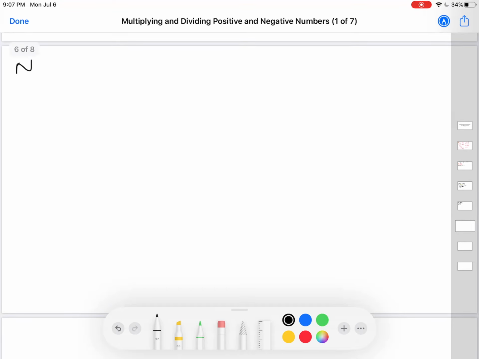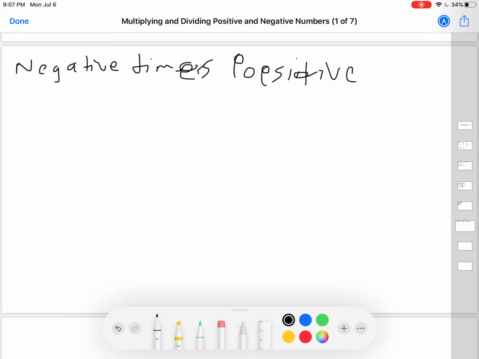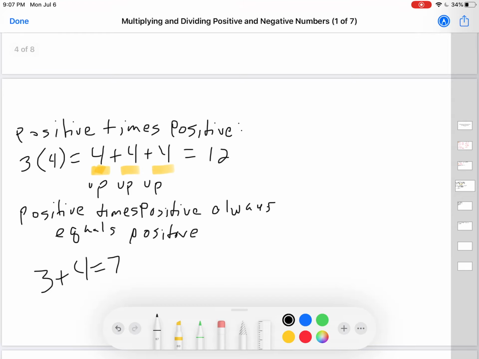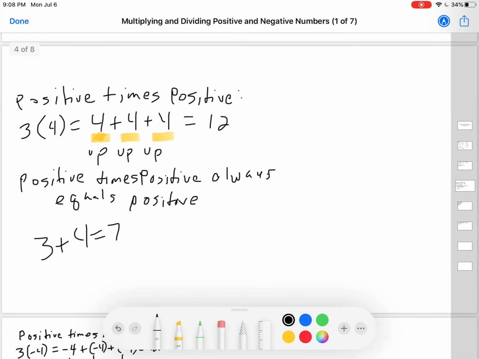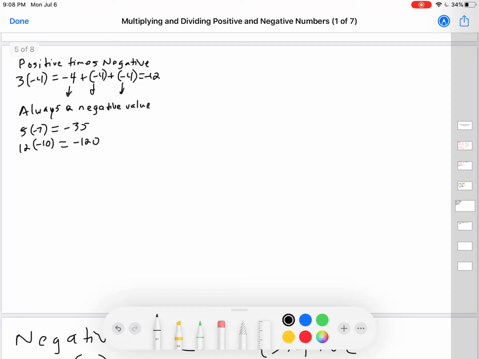Now it's time to get a little bit weird, because now we're going to talk about negative times positive. Well, okay. So this is the idea of negative 3 times 4. It's an interesting thing. When we multiplied by 3, we added 3 times.